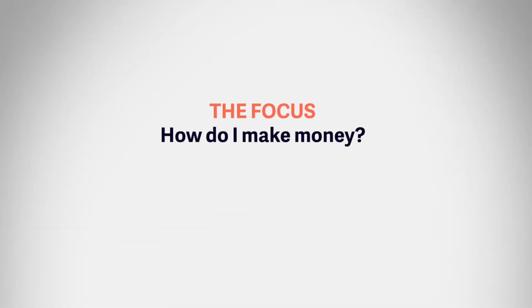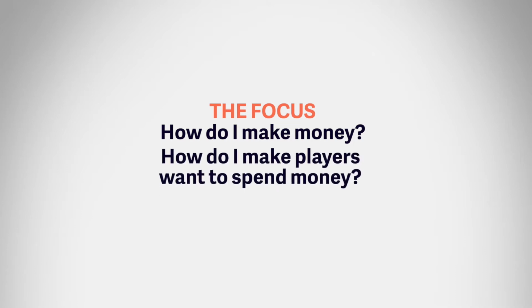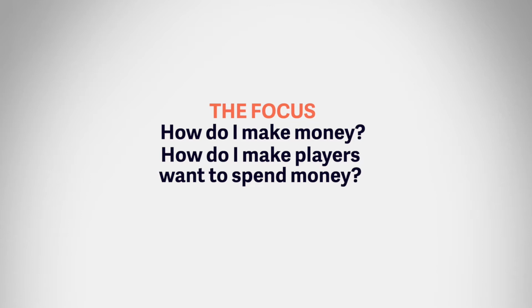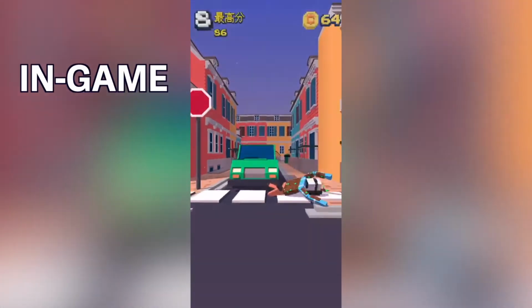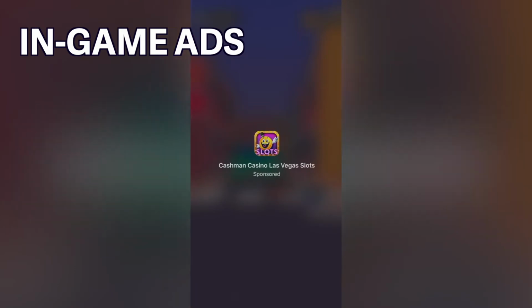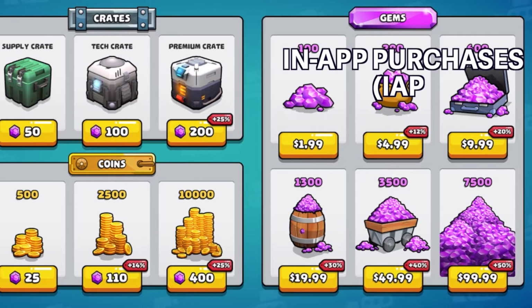So, with these two rules in mind, the entire focus of free-to-play game monetization design is about, firstly, how do I make money without players having to pay for it? And secondly, how do I design and package my content so that players will want to pay for it even though they don't have to? There are two mainstream methods that we use to achieve these objectives: in-game mobile ads and in-app purchases, or IAPs.